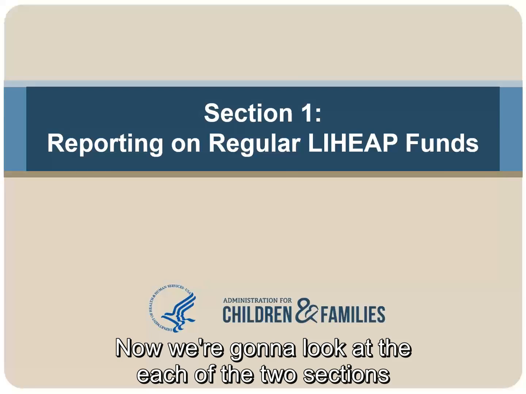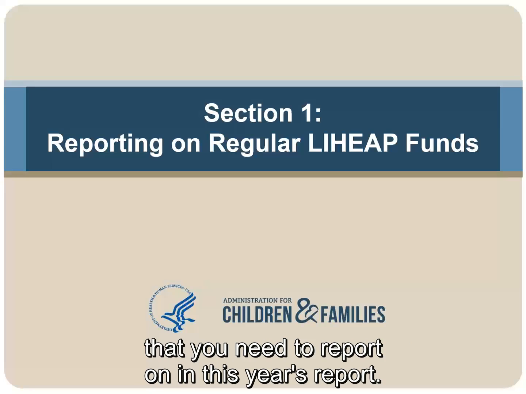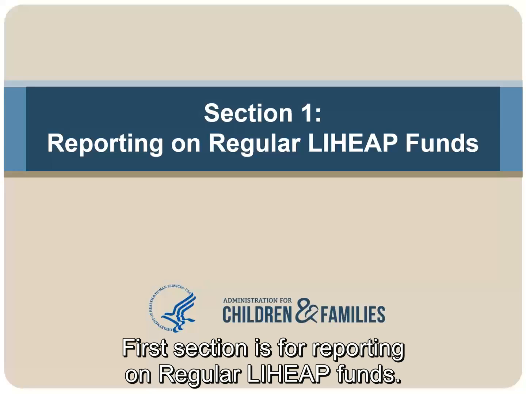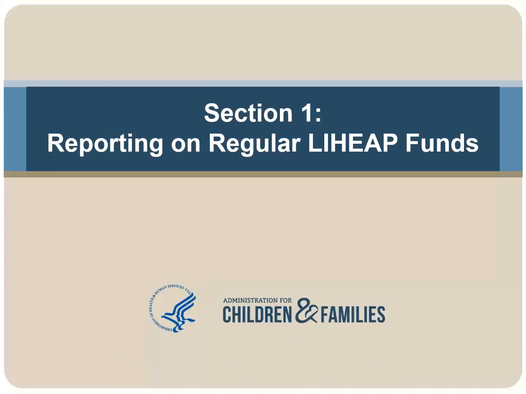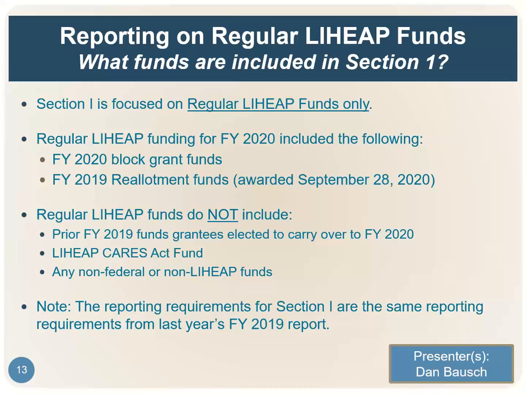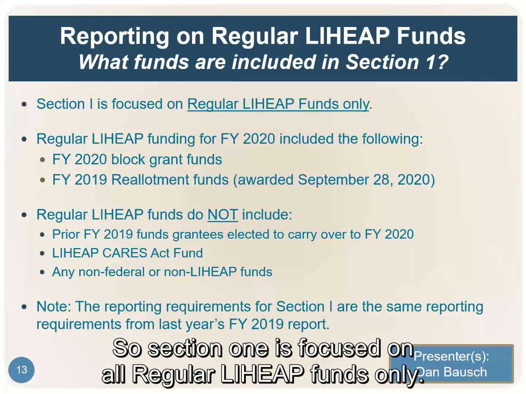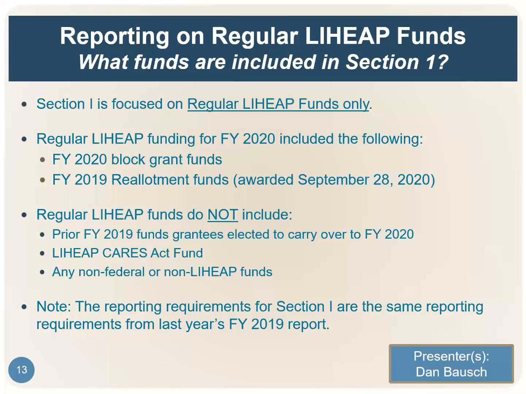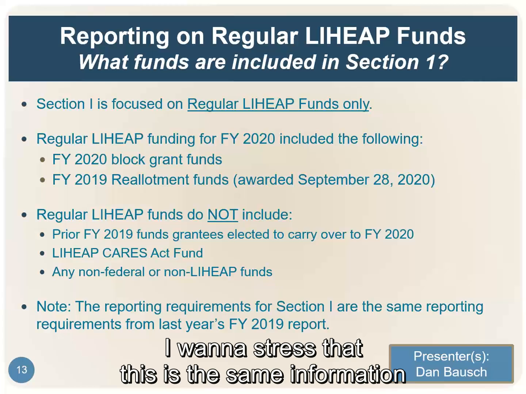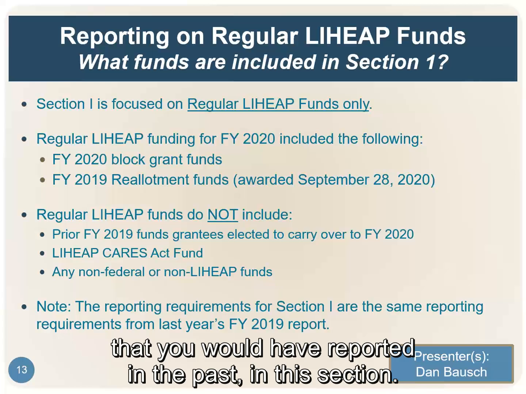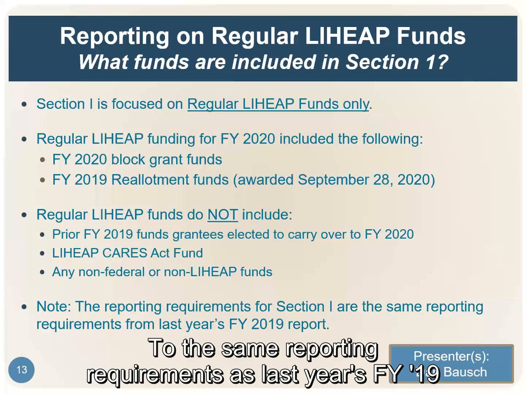Now we're going to look at each of the two sections that you need to report on in this year's report. First section is for reporting on regular LIHEAP funds. So section 1 is focused on all regular LIHEAP funds only. I want to stress that this is the same information that you would have reported in the past in this section. They're the same reporting requirements as last year's FY19 report.